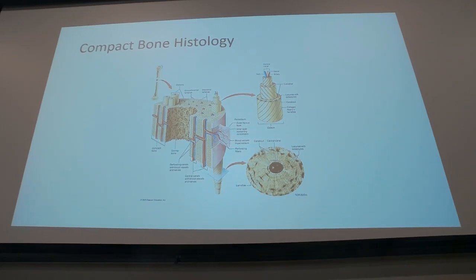So here is the histology of compact bone. This is a cross-section of the shaft. So this is the endosteum. This is the periosteum. This is the compact bone. And then at least in this part of the cavity, you have spongy bone near the endosteum. So each of these represents an osteon that was telescoped out.